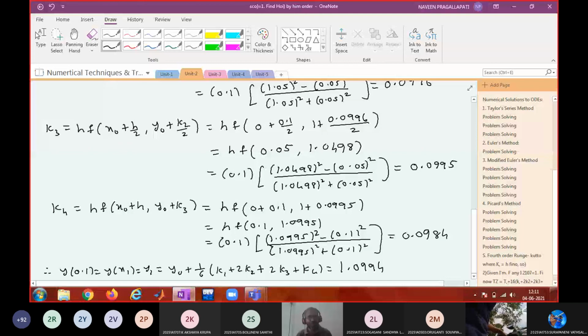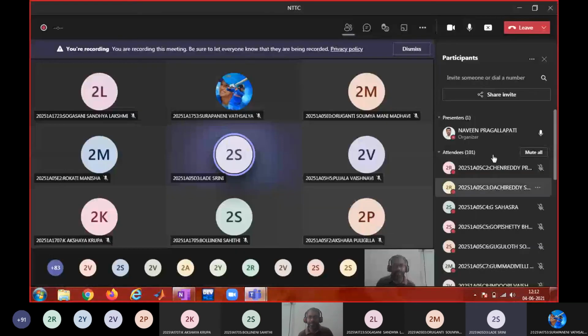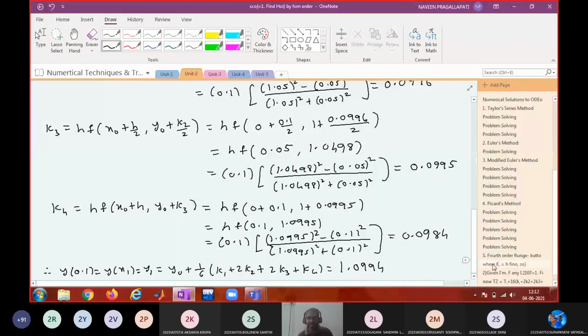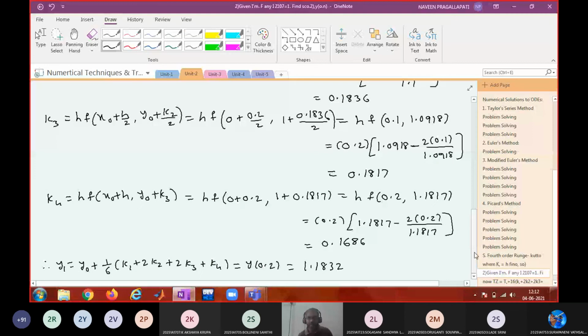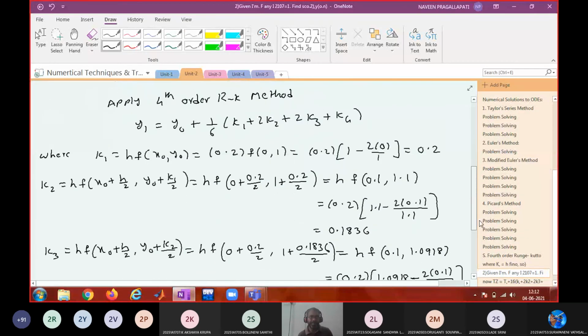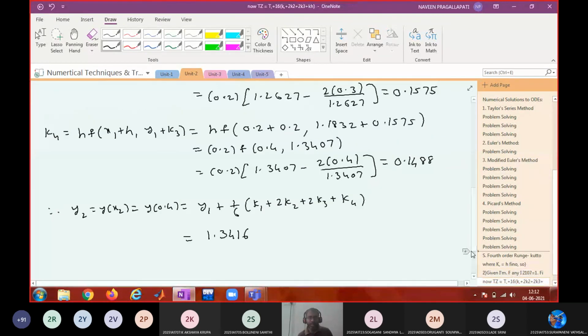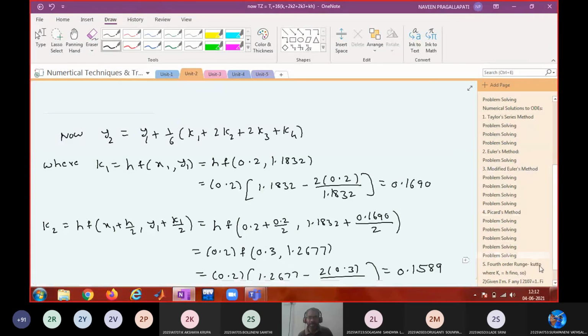Okay. So similarly, if you want, you can find out y of 0.2, y of 0.3, and so on. Others also got the same value, right? Yes, sir. And how do you solve this analytically? Suppose if you're asked to compare with the exact solution, how do you solve this problem analytically?